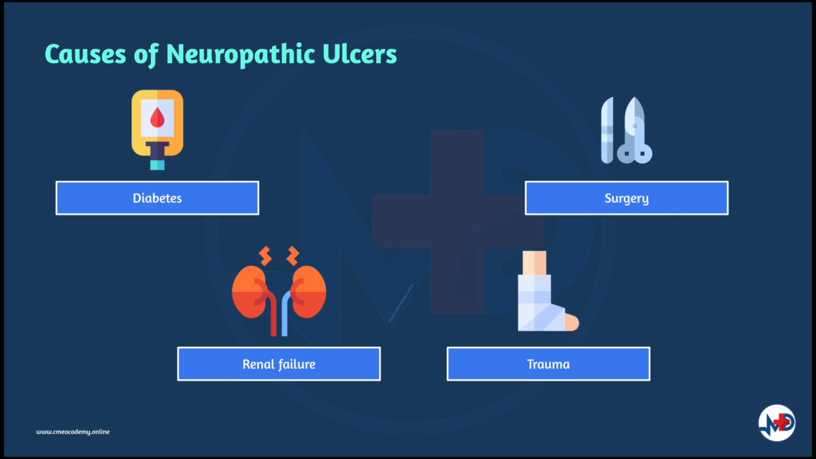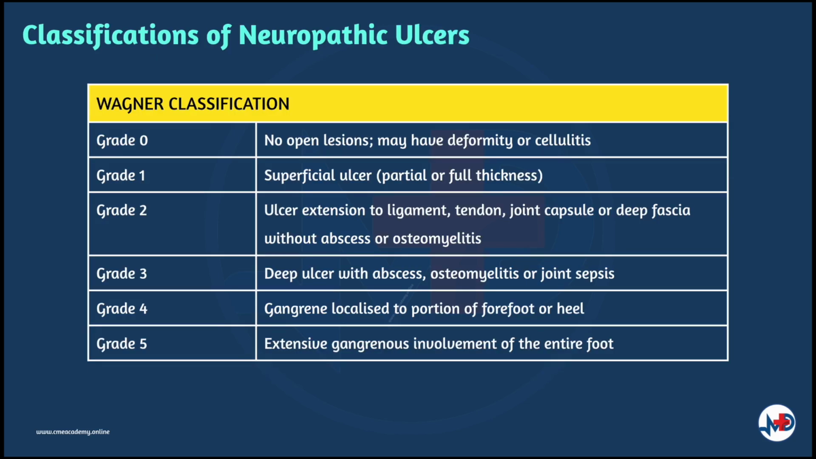Now these are the common causes of neuropathic ulcers. They can be secondary to poorly controlled diabetes leading to peripheral neuropathy, renal failure, secondary to trauma, and they could also be secondary to surgery. So neuropathic ulcers are generally classified based on the Wagner's classification.